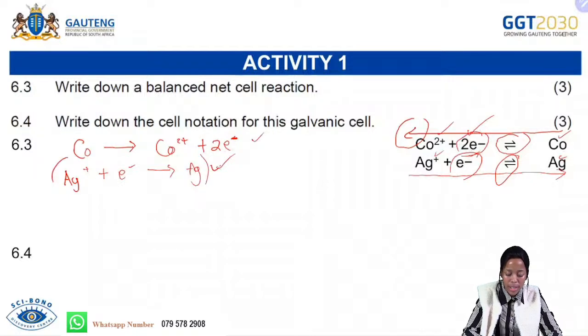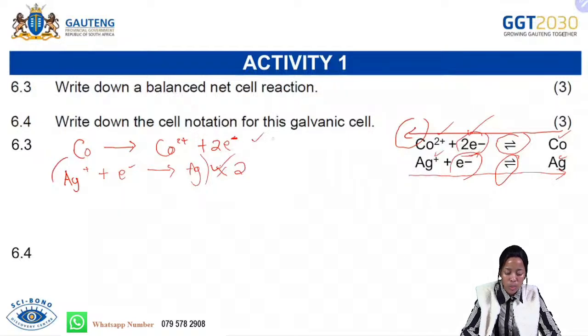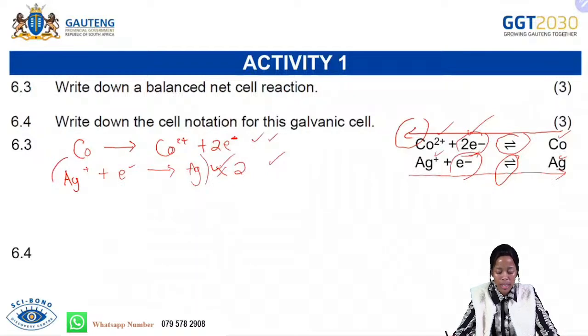So with the silver, it means that we need to multiply by what? We need to multiply by 2. Why are we multiplying it by 2? So that we can have the same number of electrons on the cobalt as there were on the silver.